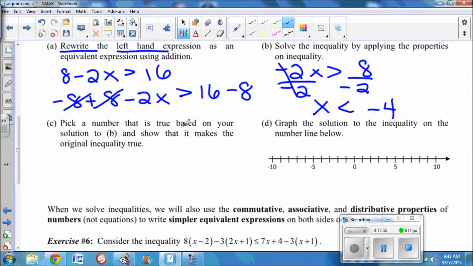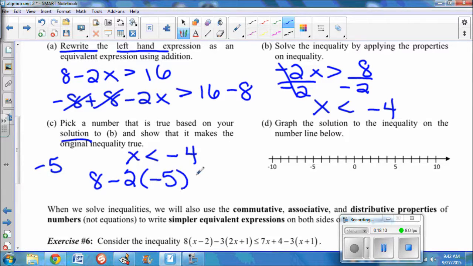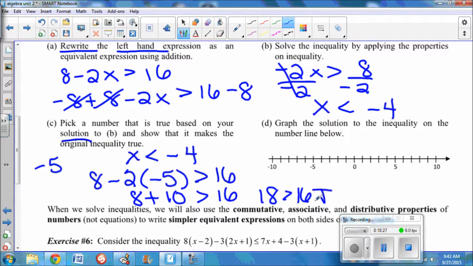Pick a number that is true based on your solution. So our solution with x is less than negative 4. Well, what if I pick negative 5 and show that it makes the original inequality true? So our original inequality, 8 minus 2 times negative 5, is that greater than 16? We're checking that truth value. I'm not going to go to the calculator. I'm just going to do this. Is 18 greater than 16? Yes, that is a true statement.